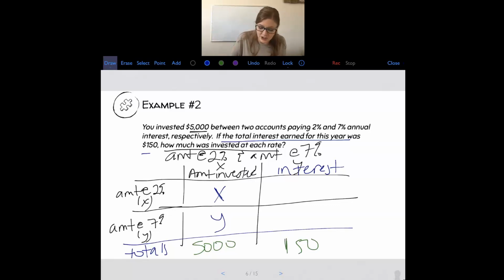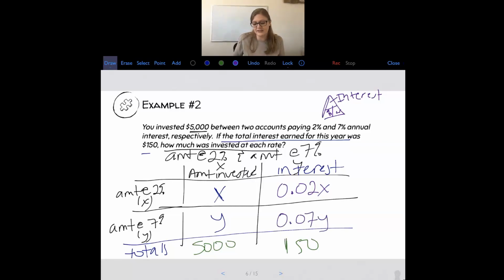With interest, remember that we're earning a percentage of the whole, of the total that's invested, and that's the part. So when we talk about calculating interest, our interest is really playing the role of part, and then we have the percent and the whole. If we multiply the percent times the whole, we get the part or the interest. So that will come into play because the interest for this first row is 0.02x, so 2% times whatever amount is invested in that account. And for the second, it would be 0.07y, 7% of whatever is invested at that account.